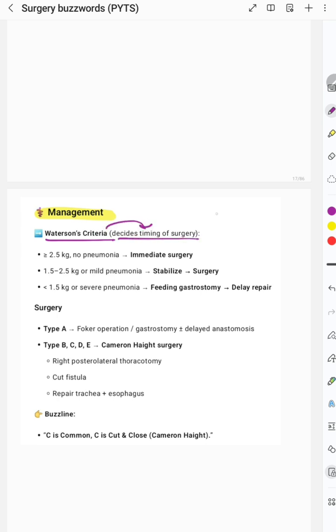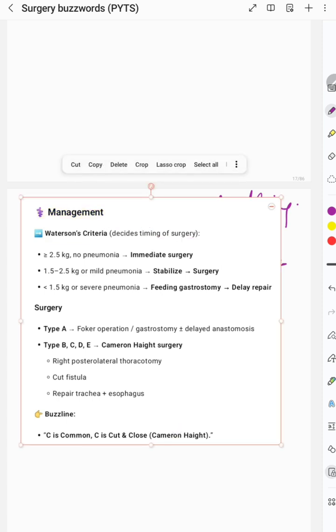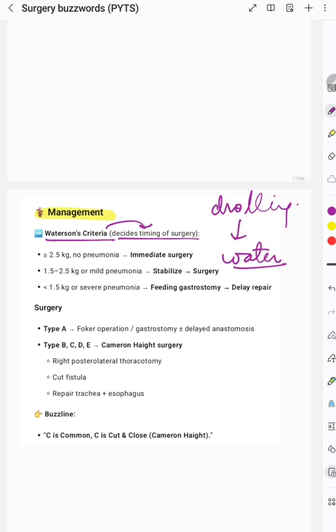So how can we remember? The classical symptom here is drooling of saliva. Classical sign, symptom, we can say drooling of saliva. So drooling is what? Water, na? So Waterson's criteria: water, like how much water is coming, that will decide the timing of the surgery. The son, newborn, na? So we can remember Waterson's criteria.